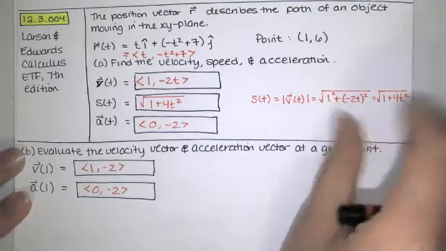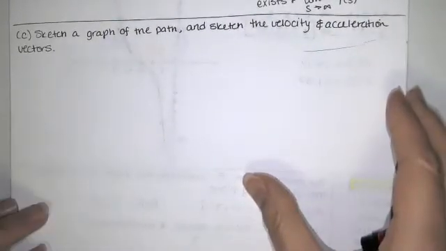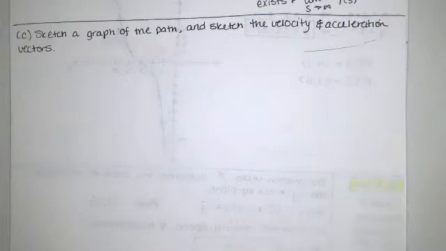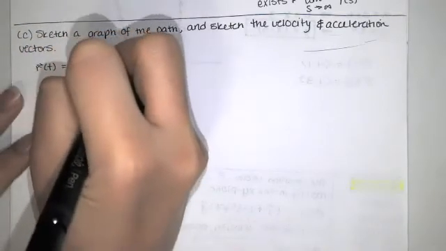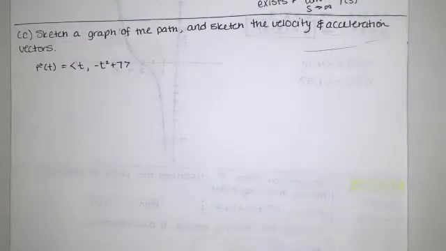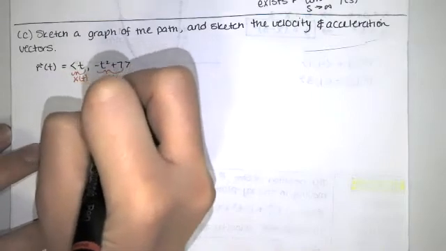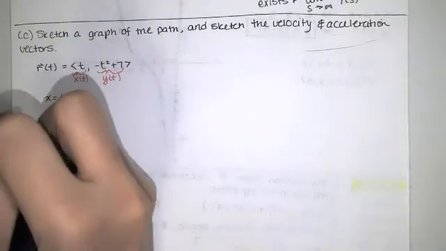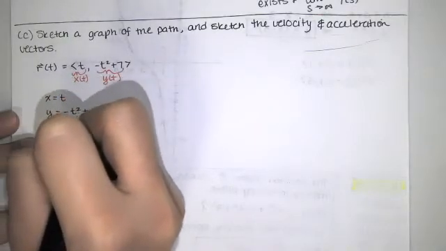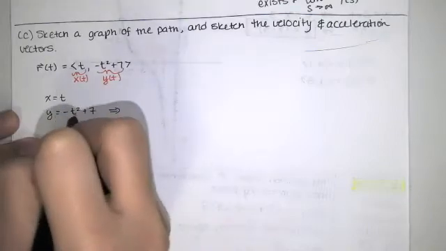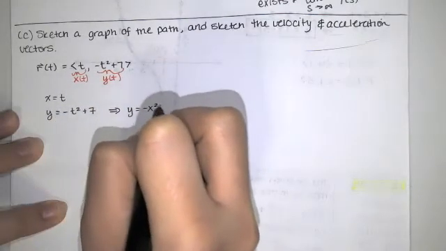Okay, so now we are asked to graph the path and sketch the velocity and acceleration vectors at the location on the path. So in order to do that, I would take my function r of t, which is written this way, and I would identify my x of t and y of t. So there's x and y. And what I'd like to do from here is just eliminate the parameter. Well, that's actually pretty easy since x is just equal to t. Since x is equal to t, I can replace t with x here, and we'll have y equals negative x squared plus 7.